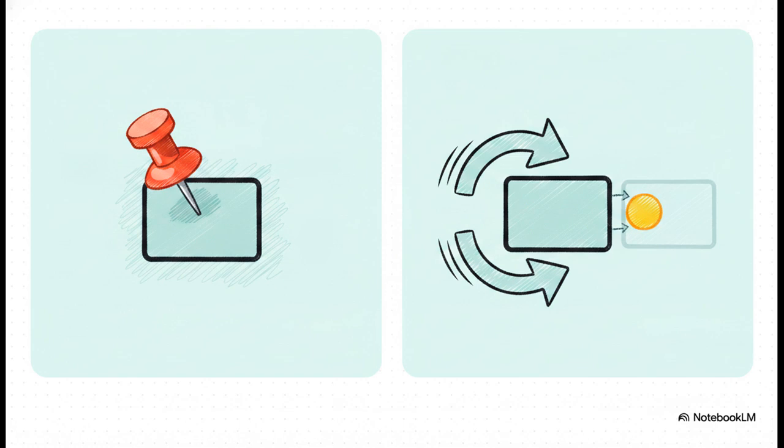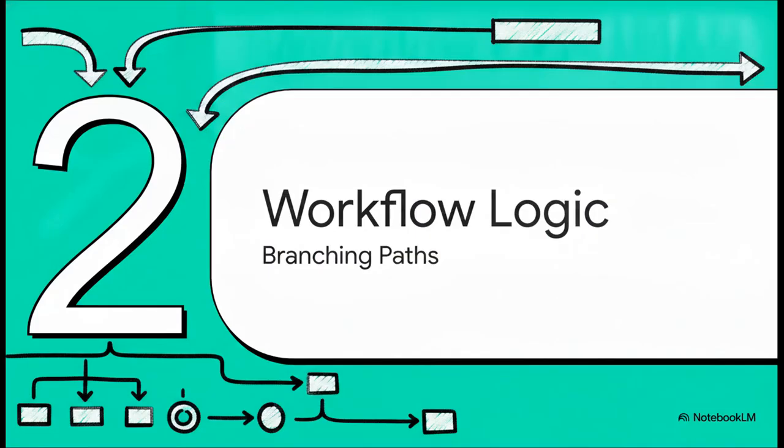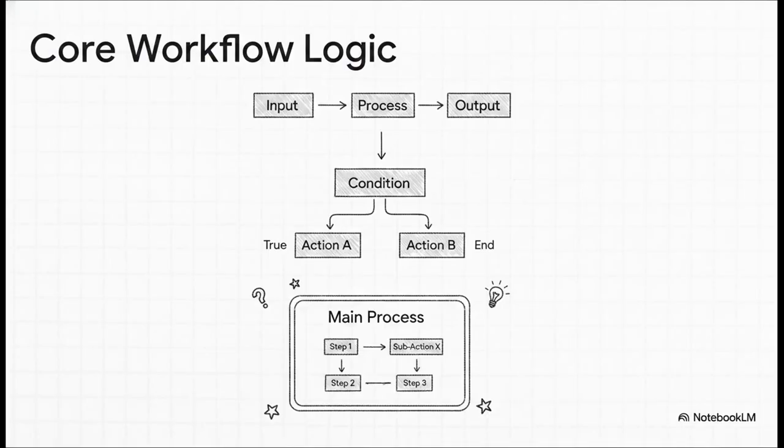It adapts your workflow to real-time inputs instantly. Section 2. Branching and workflow logic. By default, these nodes want to run sequentially. Node A goes to node B, which goes to node C, just in a straight line without skipping a beat.